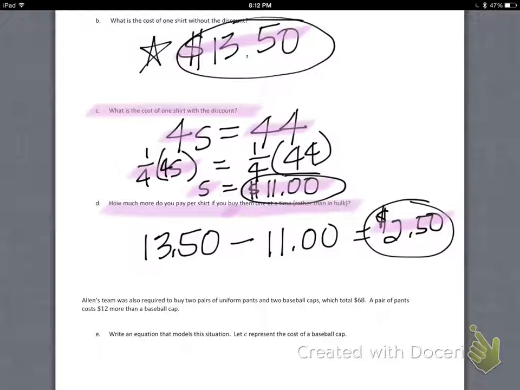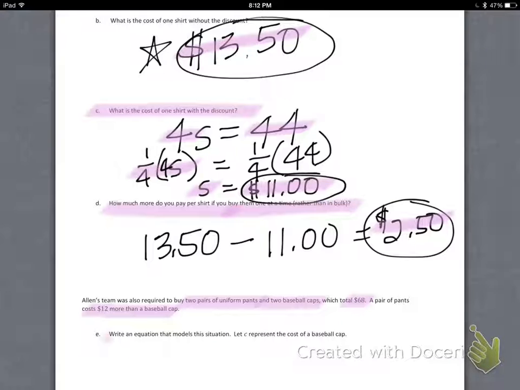Okay, this next part is fun, adds a new little twist that hopefully you guys will have fun with, and you may find there are alternate ways of writing these equations. Okay, so here we go. Alan's team was also required to buy 2 pairs of uniform pants and 2 baseball caps, which total $68. A pair of pants costs $12 more than a baseball cap.